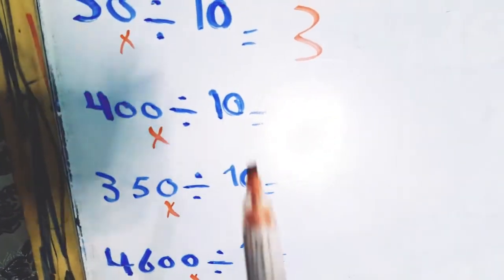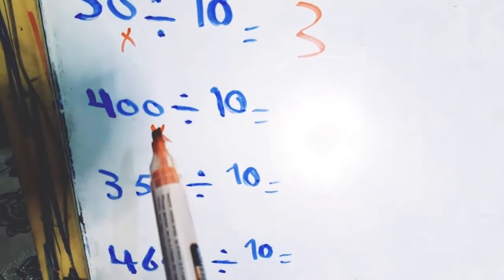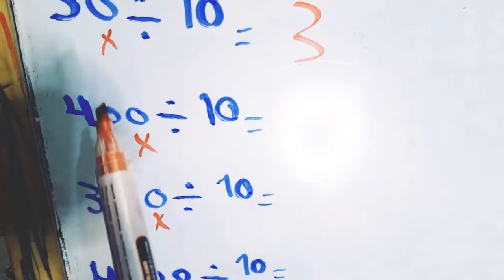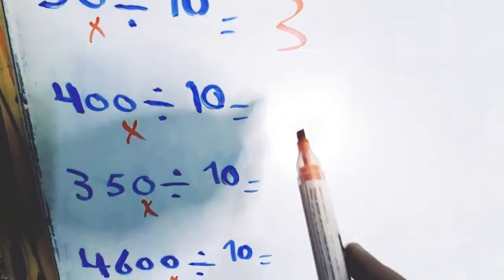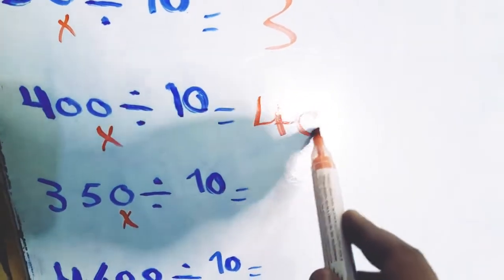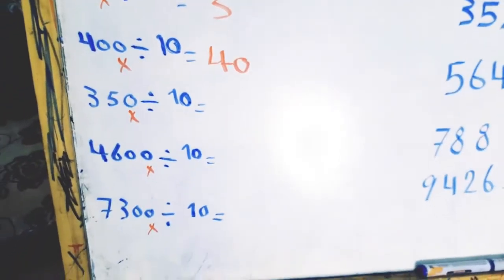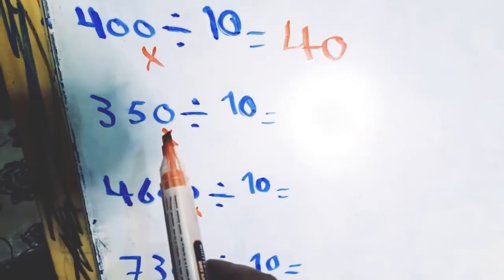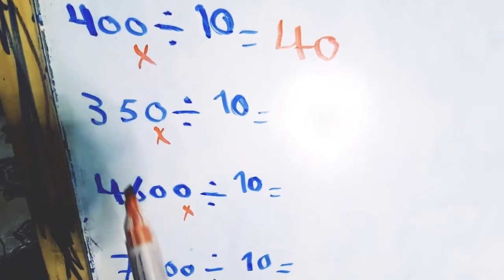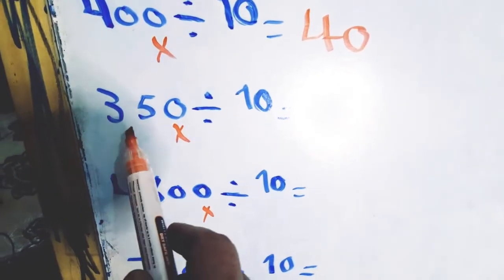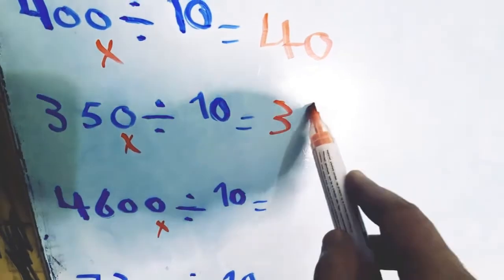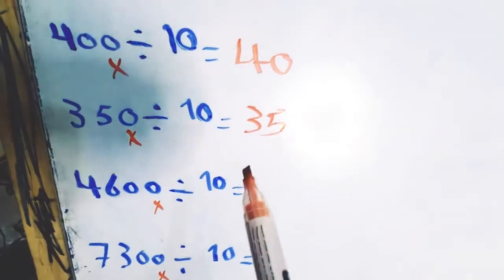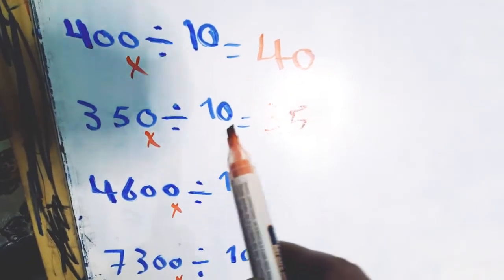Here 400 divided by 10, we delete the units 0, so the remaining digits are 40. So 40 is the quotient here. 350 divided by 10, we delete the units 0, and the remaining digits are 35. So 35 is the quotient of 350 divided by 10.